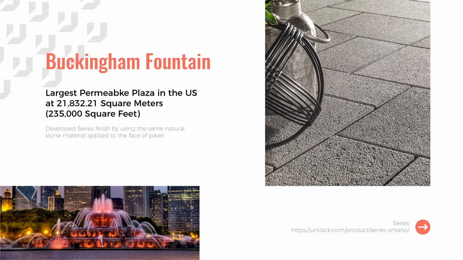We were able to apply our series finish to our permeable unit pavers to closely match the existing color and overall appearance of the plaza space. The same natural stone material that was used to create the original pavement was applied to the face of our pavers in the form of an aggregate, which we refer to as series. The site receives constant foot traffic and is often used for filming, but it maintains its look and feel.